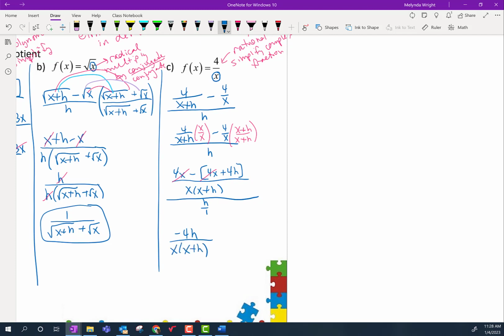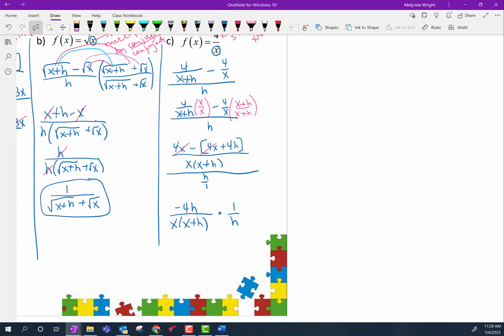I'm going to do my keep, change, flip. I'm keeping that, changing division to multiplication, and flipping the denominator so that I can get my non-complex form. Again, our goal is to get rid of the single h on the bottom. Can we do that yet? See how that's lining up for us? That h is going to go with that h, and I'm left with negative 4 over x times x plus h.